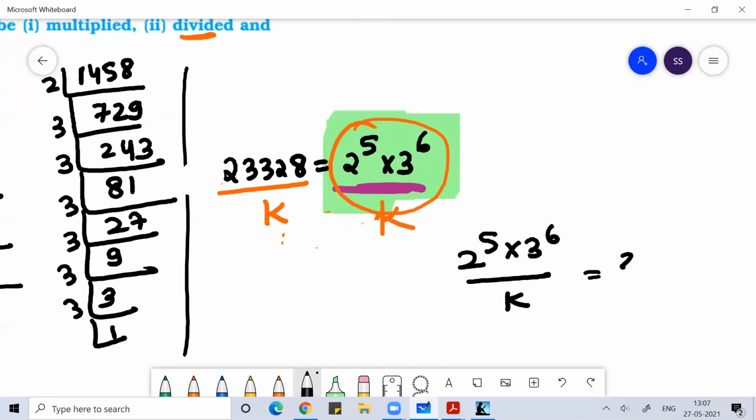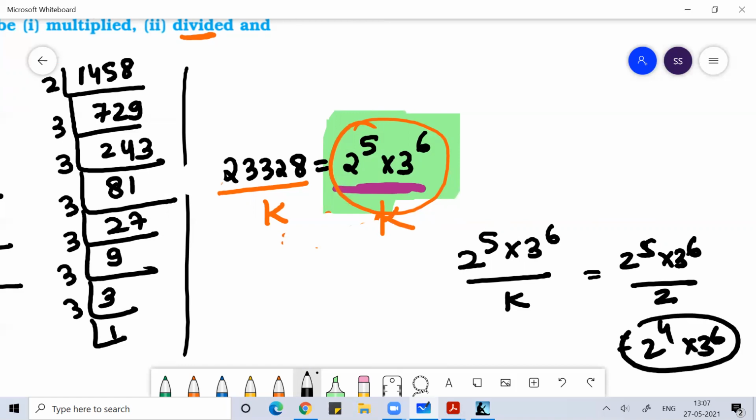If you divide this number by 2, it becomes 2 to the power 4 into 3 to the power 6. Again, it's a perfect square. If you divide it by 2, it becomes a perfect square. Simple. If you divide it by 2, your power becomes even. When your powers are even, the number is a perfect square. Simple. Okay, sir.